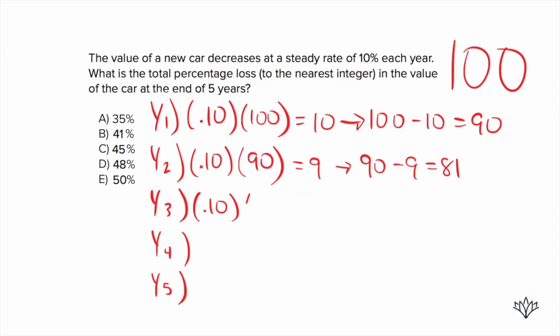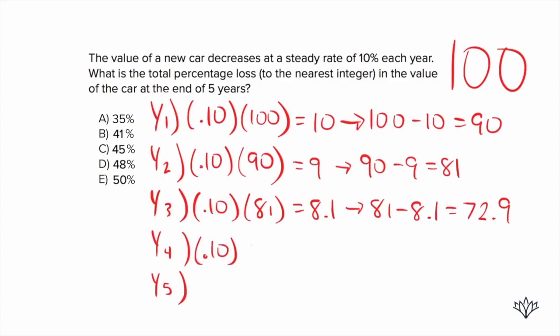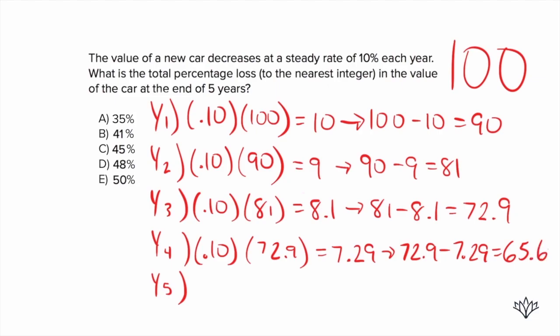81. Now what do we have to do? We have to do 10% of this number. So we're going to do 10% of 81, so that's 0.10 times 81. What do we get here? 8.1. And again, it's a decrease. So let's subtract. And what do we get? Now we're at year 3, and what do we have? 72.9. Now, what do we do? 10% of this number. So let's do it. 10% of 72.9, 0.10 times 72.9 is 7.29. We subtract it. 72.9 minus 7.29 gives us 65.61.